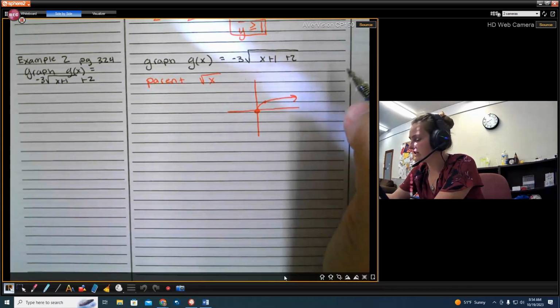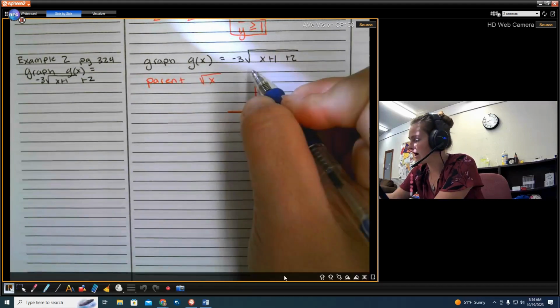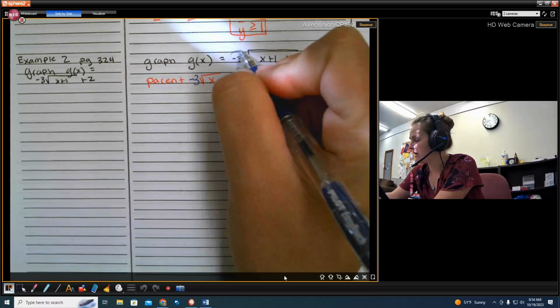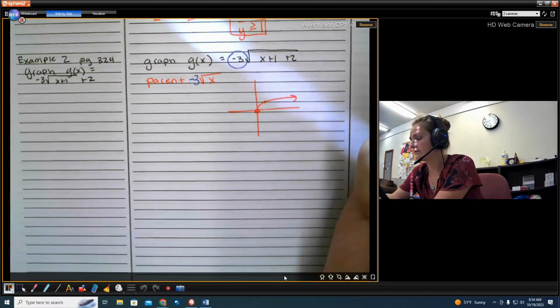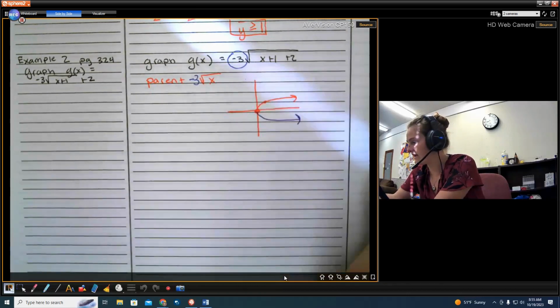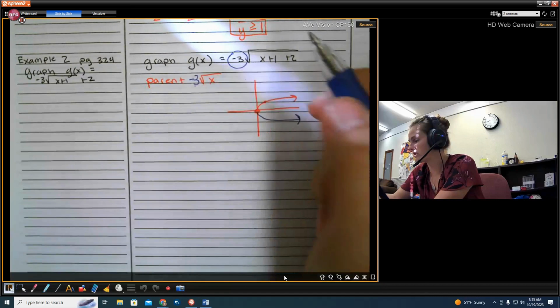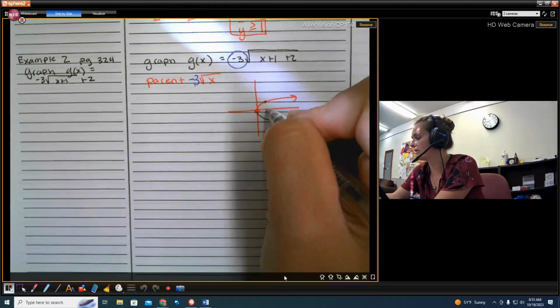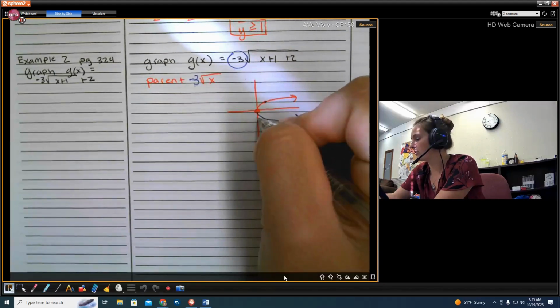Alright, so my transformations here are a -3. So we follow PEMDAS, so the -3 is the first thing that happens. So the negative switches it over the x-axis, and then it actually vertically stretches it. So instead of going up 1 over 1, it's going to go down 3 over 1. So our new function is stretched like that.